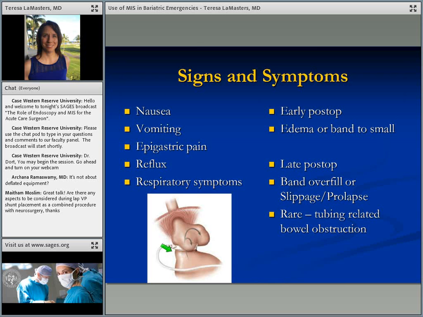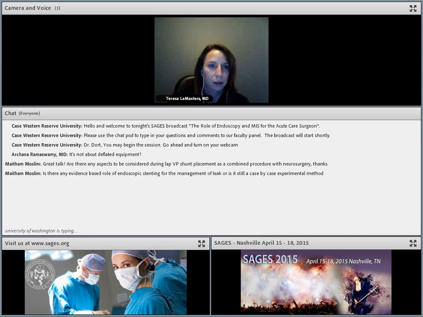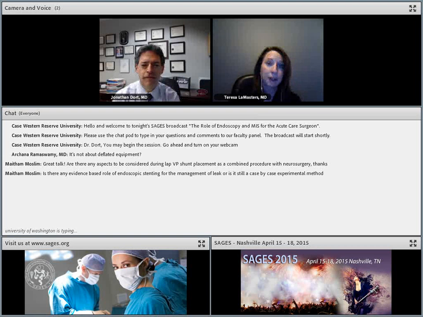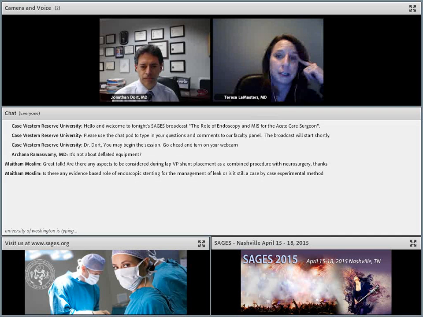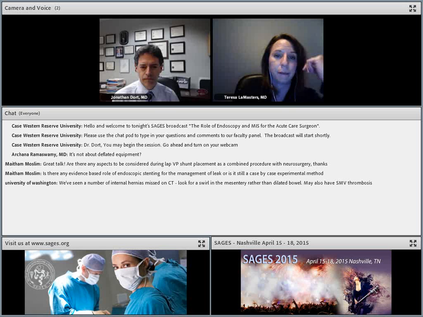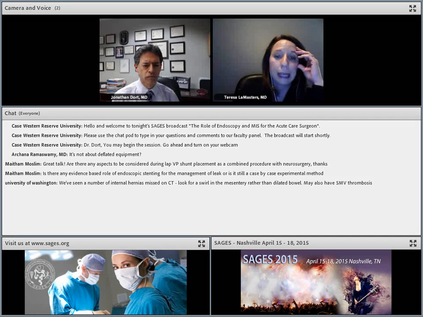The first question that popped up had to do with the role of endoscopic stenting for the management of leaks. Okay, so this is an area that's growing. It's being used frequently. However, we essentially don't have the best equipment in this country for this treatment. This is an off-label use of stents. They're primarily esophageal stents that are being used for this application.